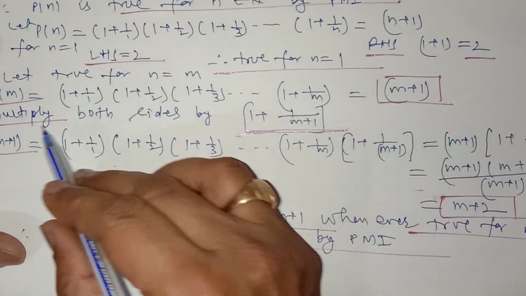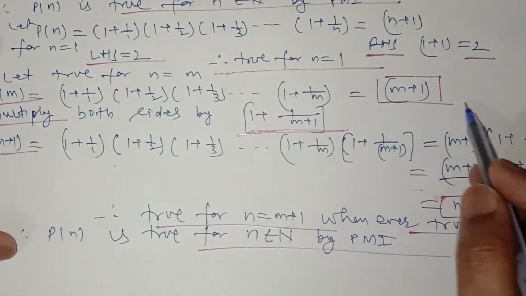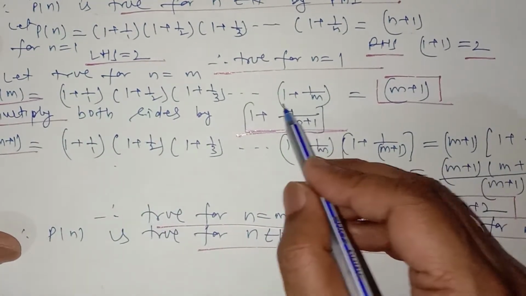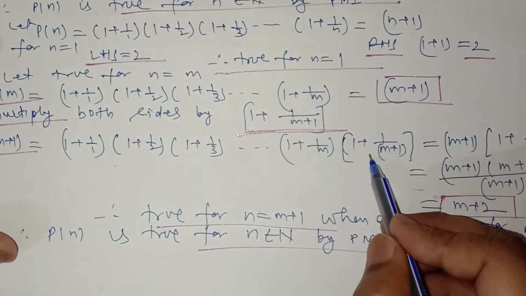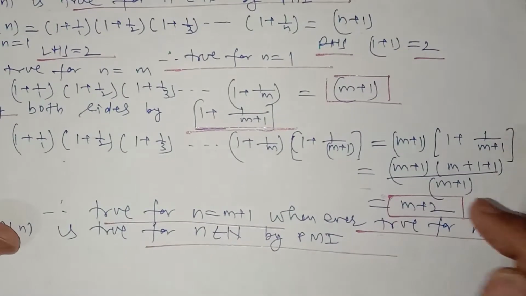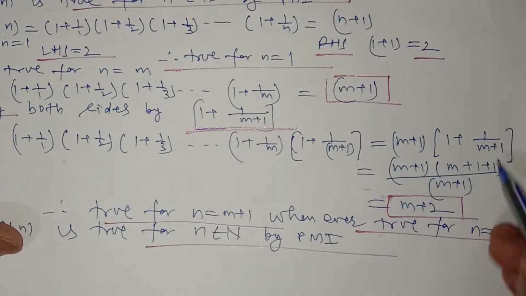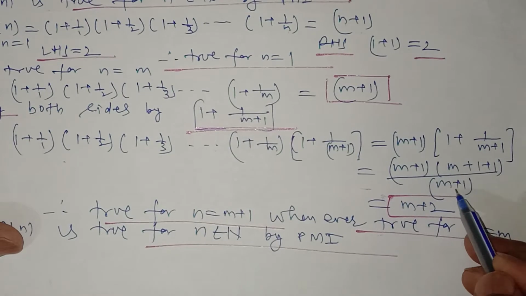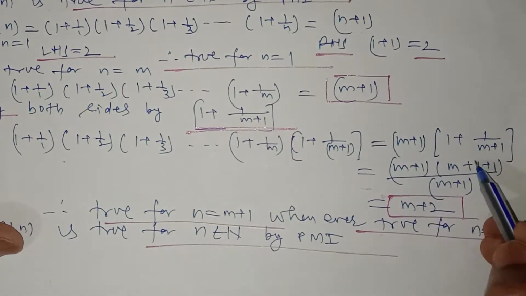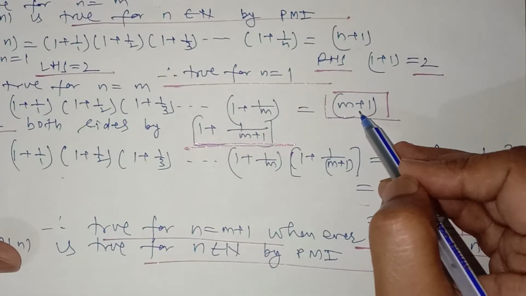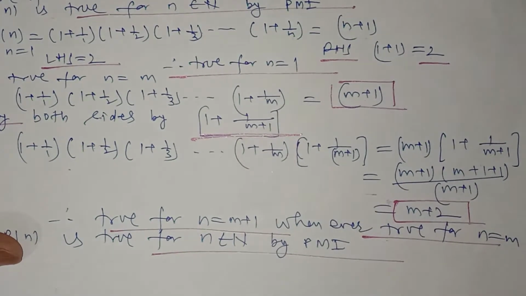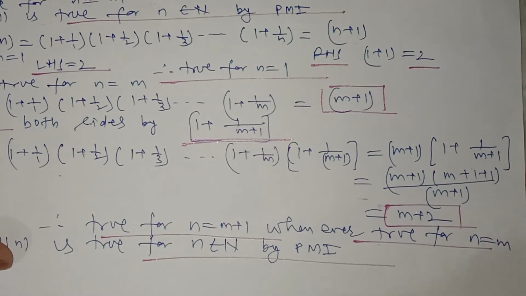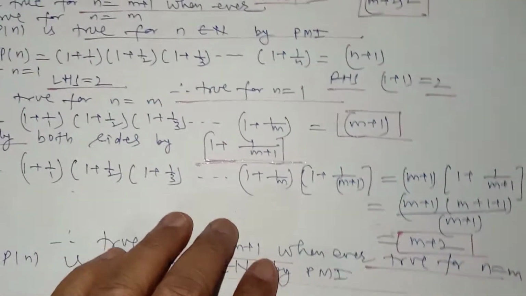Now multiply, you have to do it again because the terms are being multiplied and the product is m plus 1. The next term of this will be 1 plus 1 upon m plus 1. Multiply both sides by this in the right hand side also. Simplify this. You are getting this. M plus 1 cancels out. M plus 2, which is the next term of this. So it is true for n is equal to m plus 1 whenever it is true for n is equal to m. Therefore, it is true for all natural numbers by PMI.